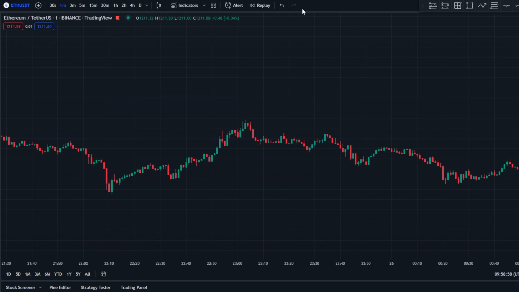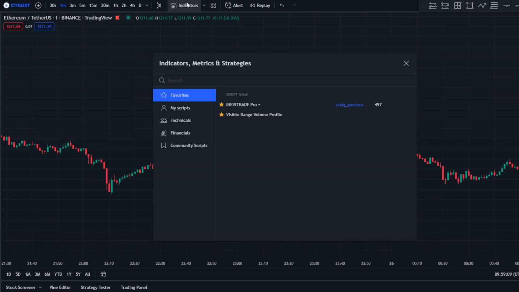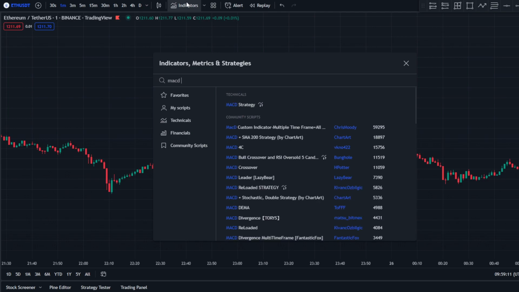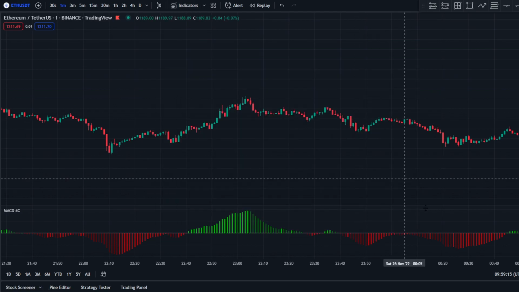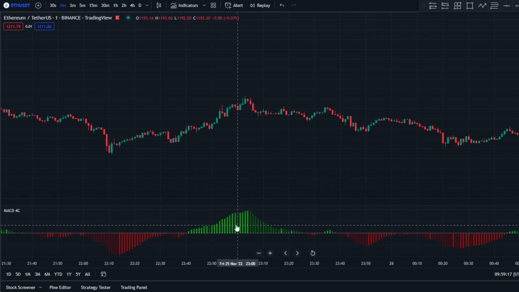So let me show you guys the indicators that we need and then the rules that we need for the strategy before we take the positions, and I'm going to show you guys how this all works. So right now we'll be using certain indicators. First up will be a MACD, but instead of the normal MACD, we are going to be using the MACD 4C by VKNO, and as you can see, this is what pops up.